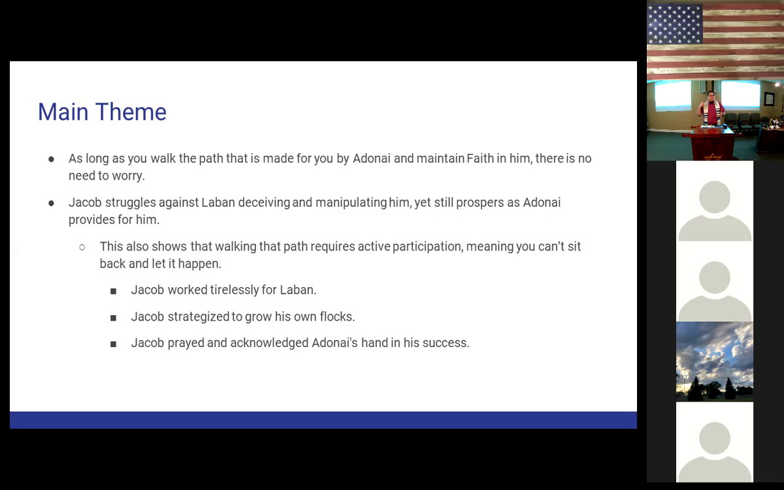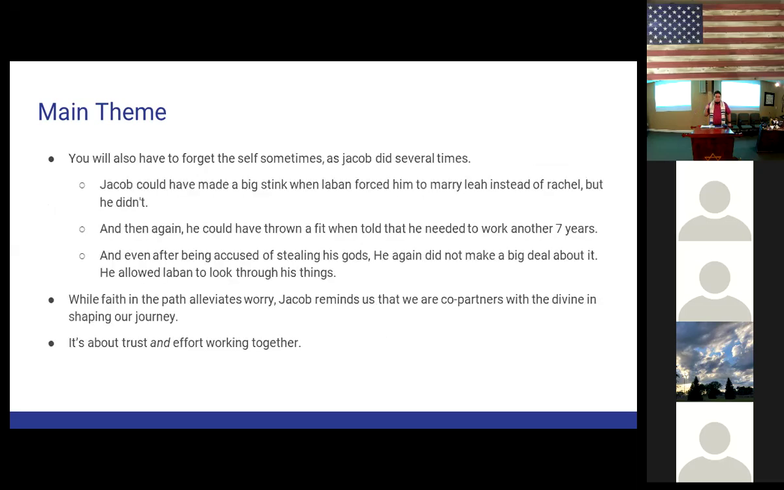And it also shows that walking the path requires active participation. You can't be given a map and not walk the path that's on the map and expect it to make your destination. You know what I mean? He worked tirelessly for Laban. He had to strategize to grow his own flocks, and he prayed and acknowledged Adonai's hand in his success constantly. Next slide.